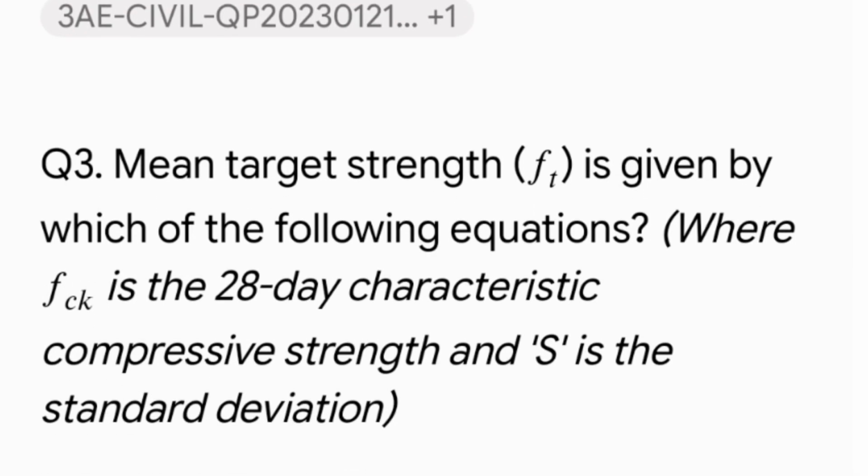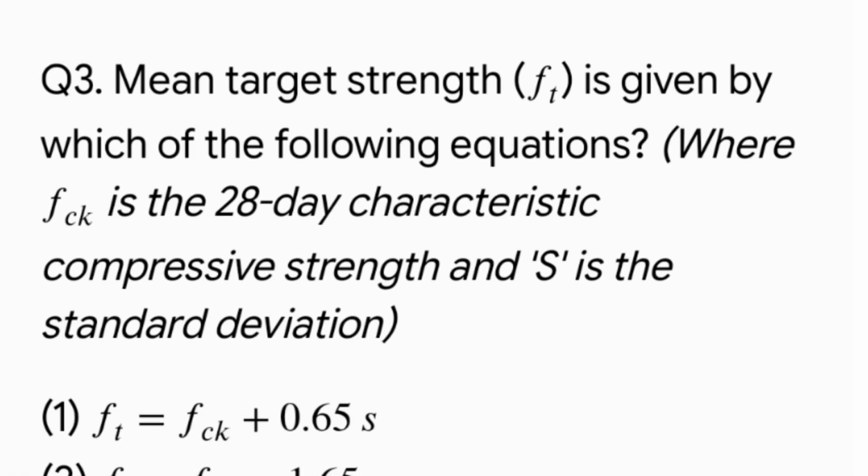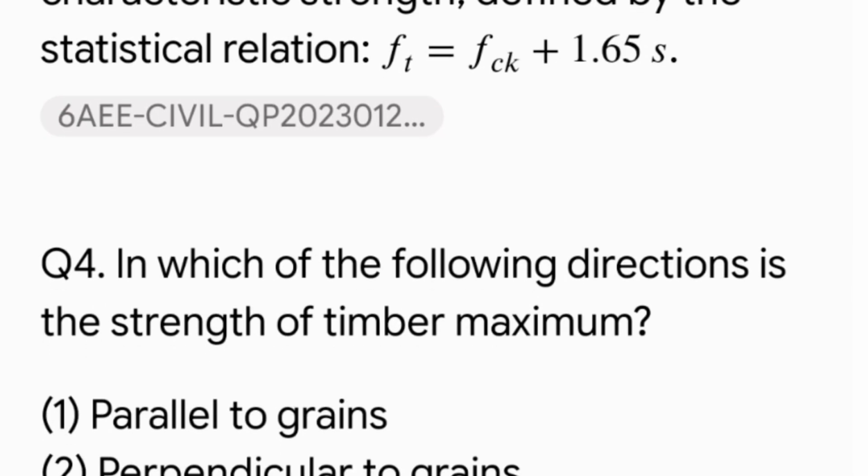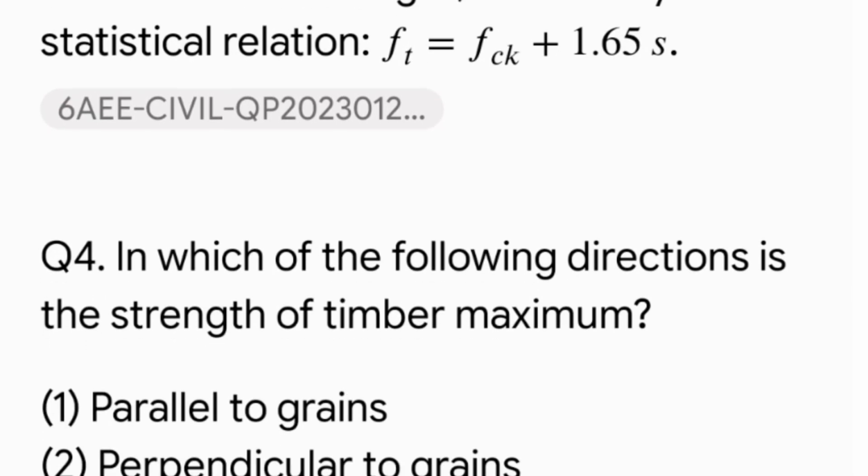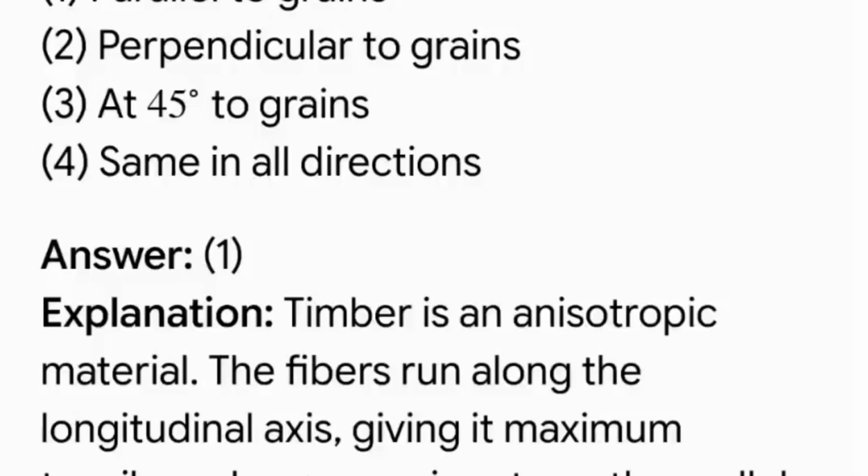Next question. Mean target strength is given by which of the following equations, where fck is the 28 days characteristic compressive strength and Sc is the standard deviation? Correct answer: option 2. Next question. In which of the following directions is the strength of timber maximum? Correct answer: parallel to the grains.